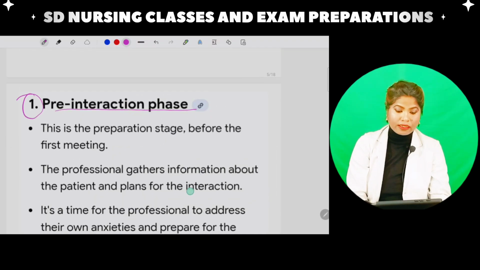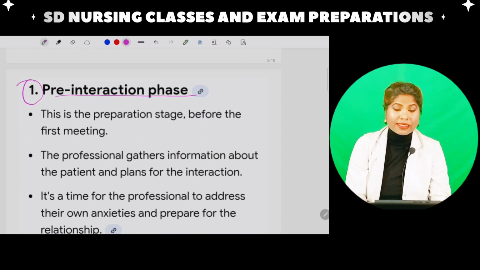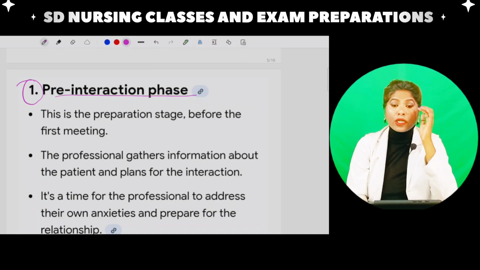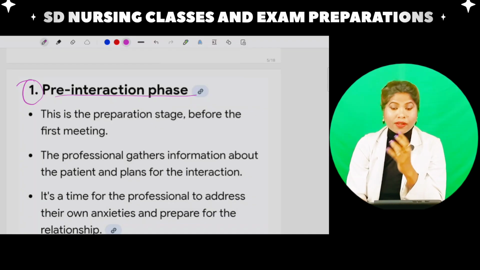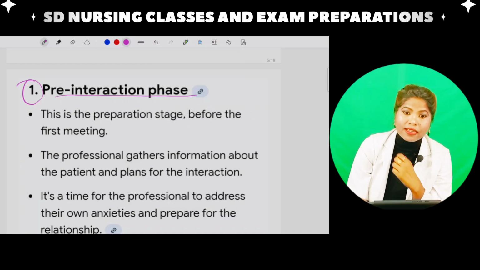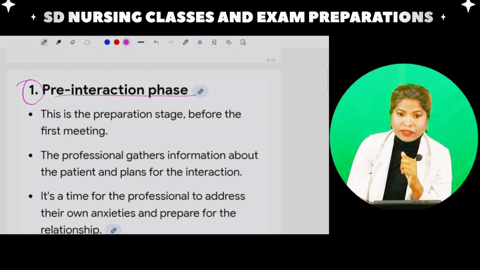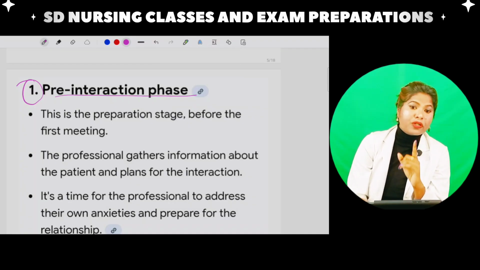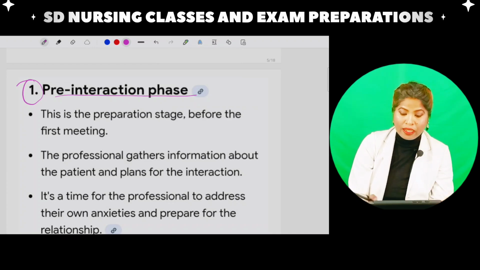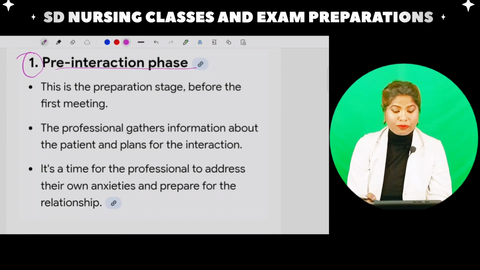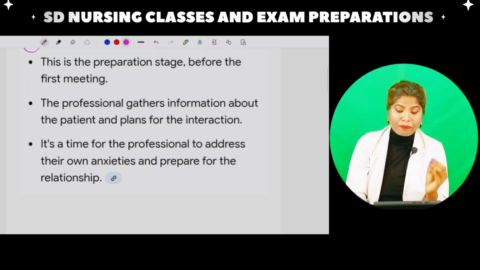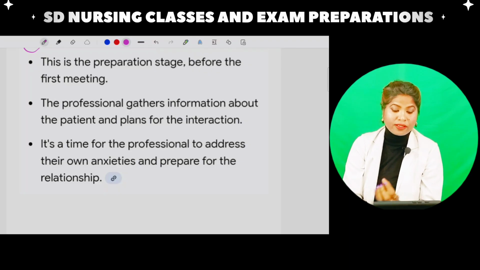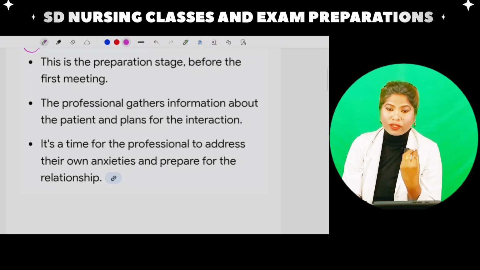First one is the pre-interaction phase, which means the phase before meeting the patient, where the nurse knows that this patient will come to the hospital. So, what preparation may the nurse do for the patient? This is the preparation stage before the first meeting. The professional gathers information about the patient and plans for the interaction. It's time for the professional to address their own anxiety and prepare for the relationship.